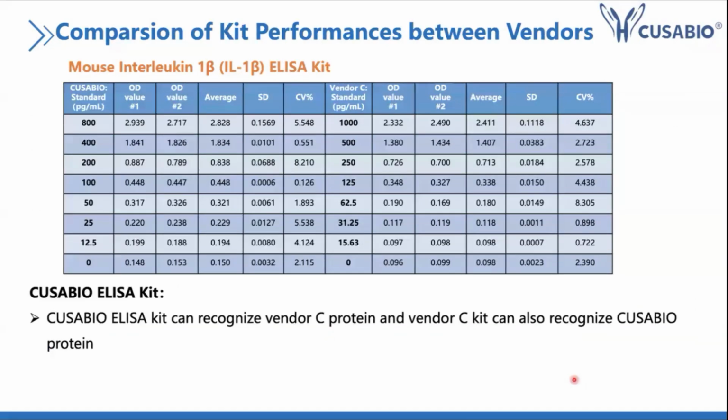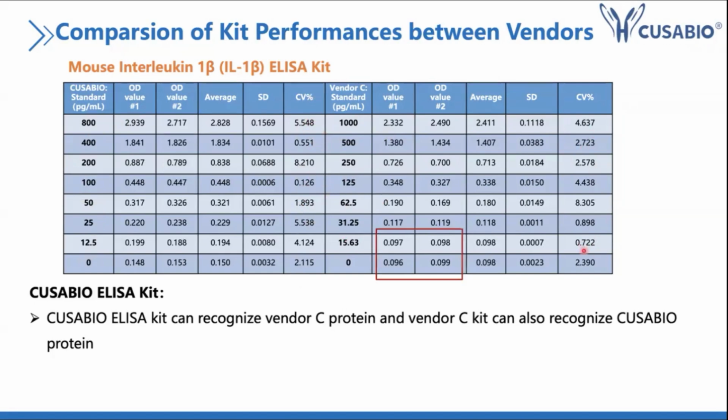So we performed a similar assay as the first case that I displayed, but this time the competitor we chose is vendor C. The experiment procedure is pretty similar. We have the standard protein from CUSABIO and the standard protein from vendor C. We also calculated the CV. The CV all looks better. I think both of them are less than 10%.